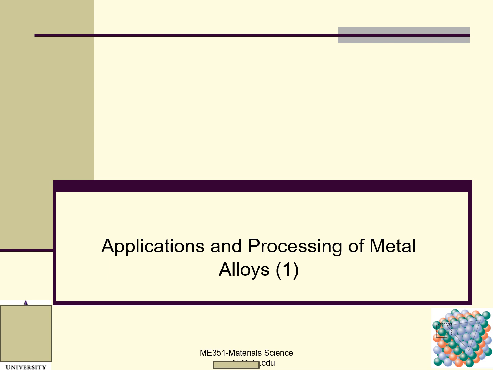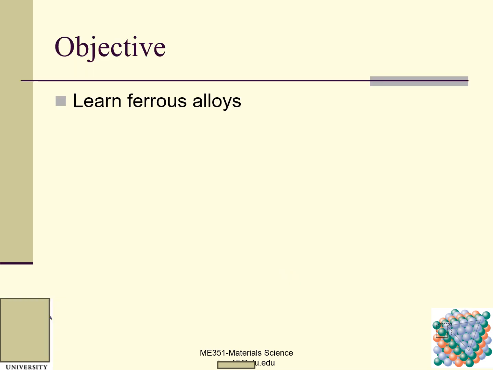Now we are going to continue our talk about material science, and we are going to talk about applications and processing of metal alloys. And here is today's objective. We want to learn ferrous alloys. Before we get started, I want to ask you a question. Can somebody tell me what ferrous alloys are? If you do not know, you can just think about it. I'll give you 30 seconds to think about what a ferrous alloy is, and under what condition an alloy should be called a ferrous alloy.